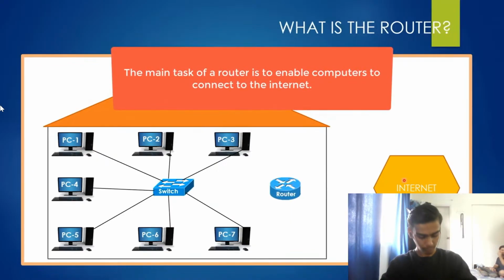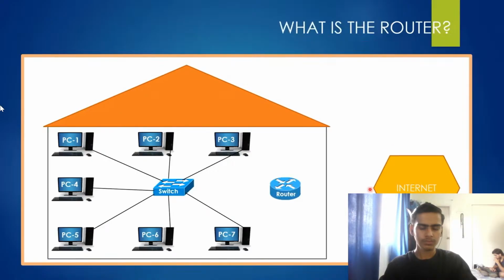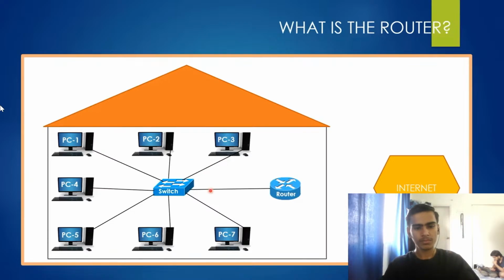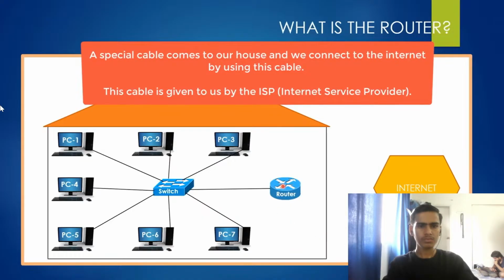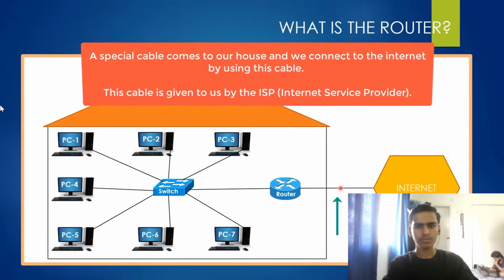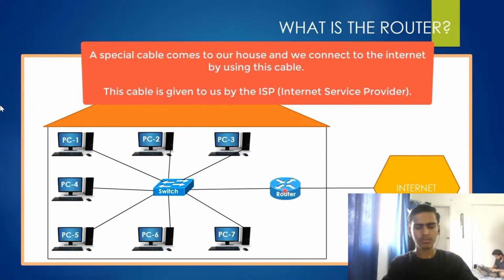And in order to provide a connection to the internet, first of all, we must connect this switch to this router. And this cable is a copper cable just like other cables. This is good, but currently, what we have to do isn't over. We still can't connect to the internet in this situation because we need a connection between the router and the internet as well. And as you know, a special cable comes to our homes or offices, and this cable is given to us by the internet service provider. And thanks to this cable, we connect to the internet.